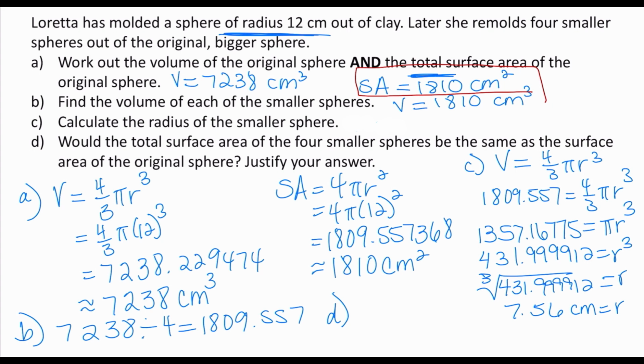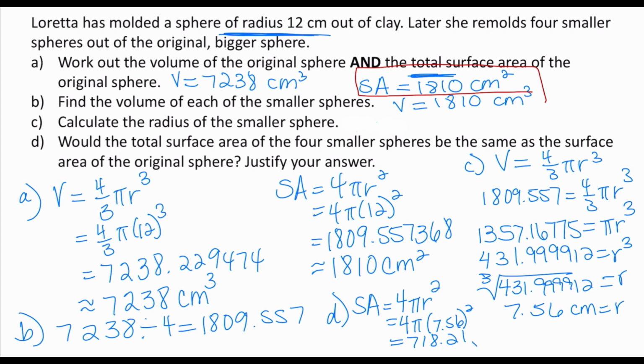In order for us to figure that out, let's find the surface area of one of the smaller spheres and then multiply that by 4 to find the total surface area of the 4 smaller spheres. So let's go for it. For one small sphere, surface area is 4 pi radius squared. We just found in part C that the radius is 7.56. So let's put that into our calculator. 4 times pi times 7.56 squared, and that's going to give us about 718.21 as our answer. So this would be the surface area of one of these smaller spheres.